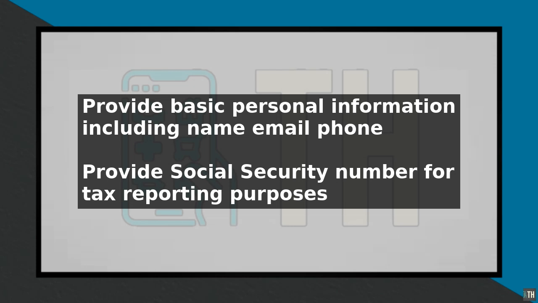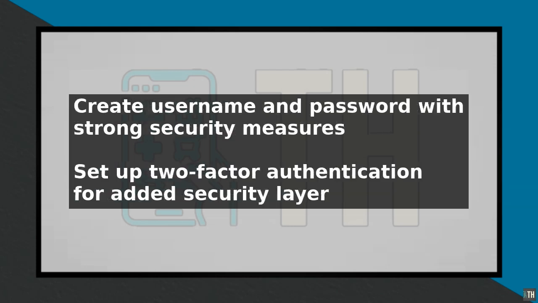Once you have completed the sign-up process, you will need to verify your email address and phone number. This is done by clicking on a verification link sent to your email address and entering a verification code sent to your phone. Verifying your email address and phone number helps to prevent unauthorized access to your account and ensures that you receive important notifications and updates.